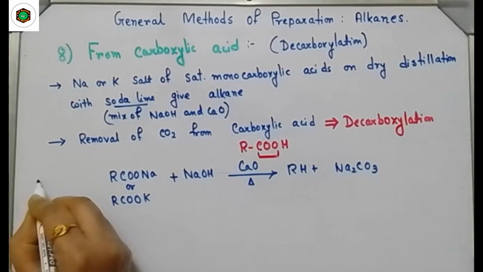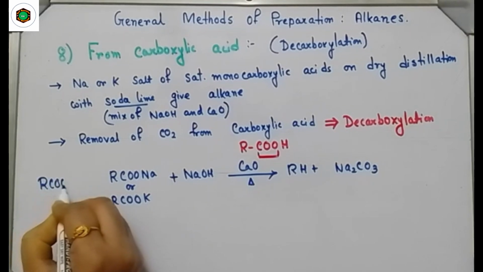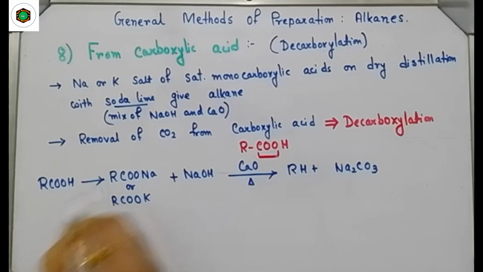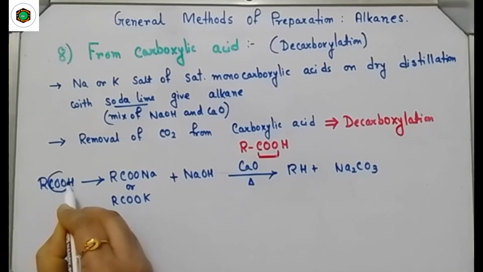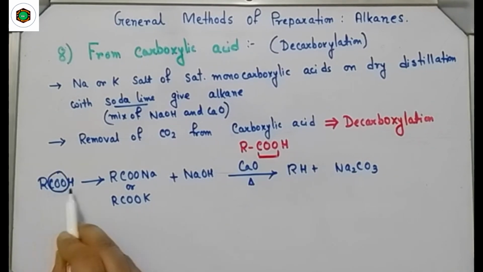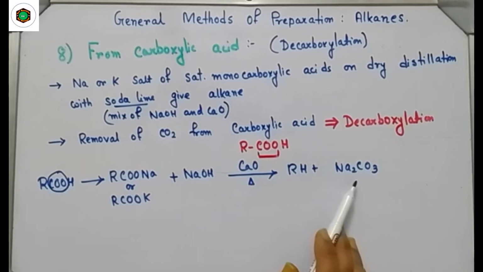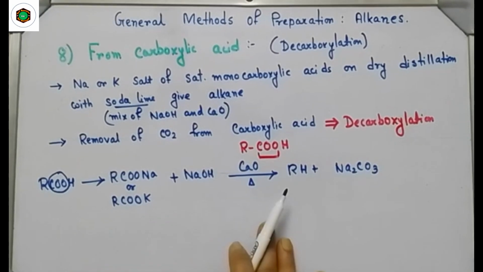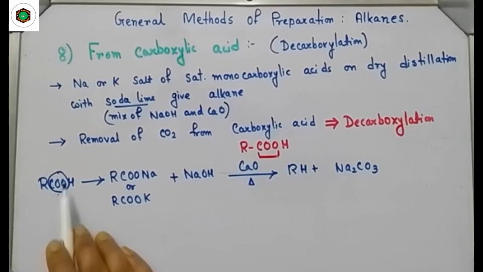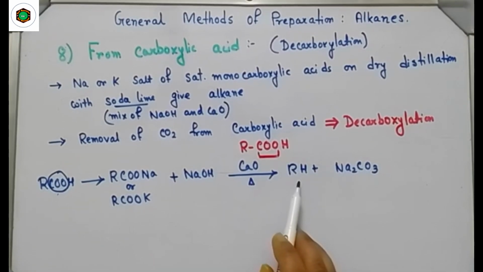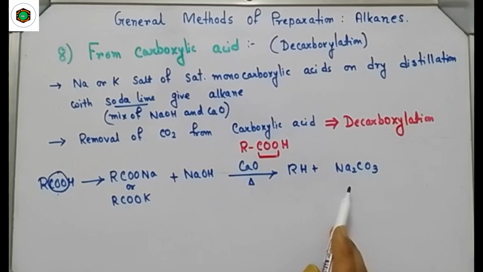First, from carboxylic acid, you have to prepare this sodium or potassium salt. So finally, what is happening? Removal of this carbon dioxide is taking place. We are getting RH. And that carbon dioxide reacts with this to form sodium carbonate. So ultimately, what is happening from here? Removal of carbon dioxide is taking place. We are getting RH and we are getting sodium carbonate.